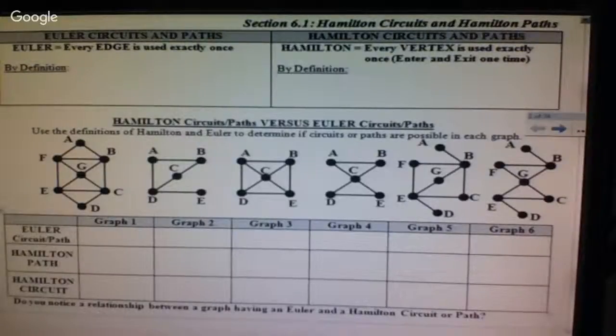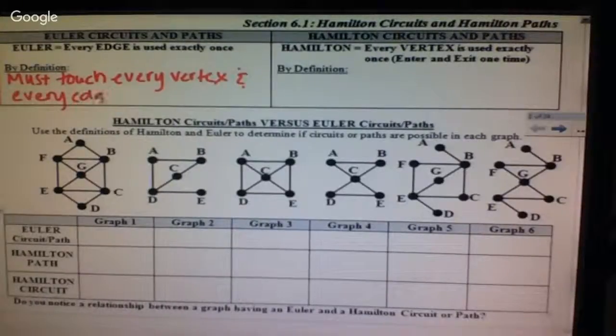So your difference between Euler and Hamilton. Euler says every edge is used exactly once. So, it must touch every vertex. And every edge. So, Euler says I have to touch every place and every road to get there.